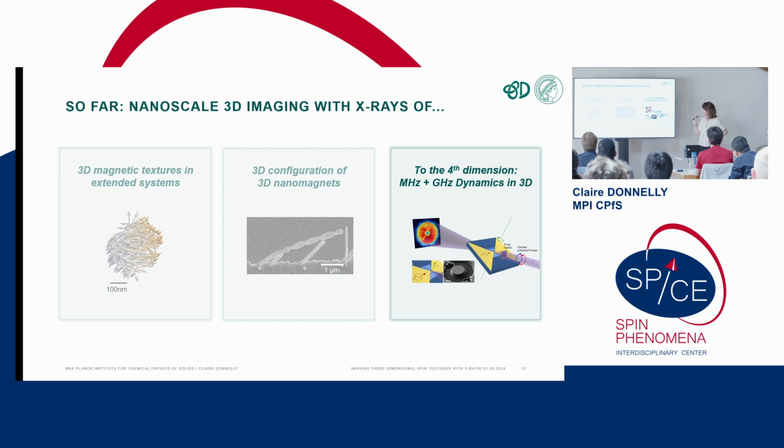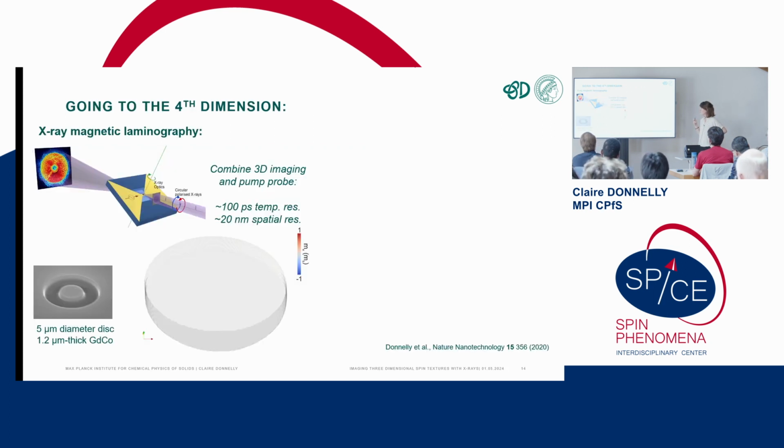Okay, and lastly, in terms of our state of the art, we want to talk a little bit about our capabilities for imaging going to the fourth dimension in X-ray 3D imaging. In particular, we have developed a slightly alternative imaging geometry, which means that we can combine our 3D imaging capabilities with pump-probe. For those of you who are not aware, the synchrotron X-rays come in pulses of between 50 and 100 picoseconds in width at 500 megahertz.